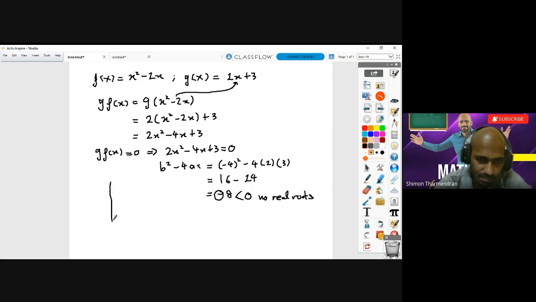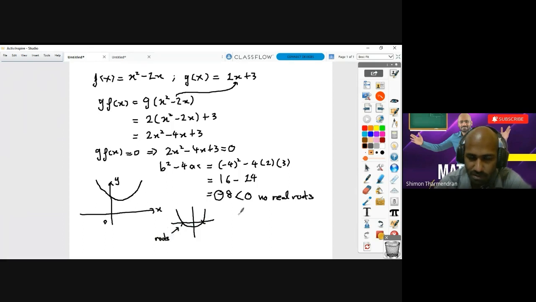So what does this mean if I were to draw just a diagram? I mean, this is not the graph of my gf(x). I'm just drawing a graph that has got no real roots. That means the graph turns before it touched the x-axis, it already turned up, because a root is where the graph intersects the x-axis. This point and this point are called the roots. If your b squared minus 4ac is less than 0, the graph has already turned back before it can reach the x-axis. And then finally over here, they've got the graph of g(x).